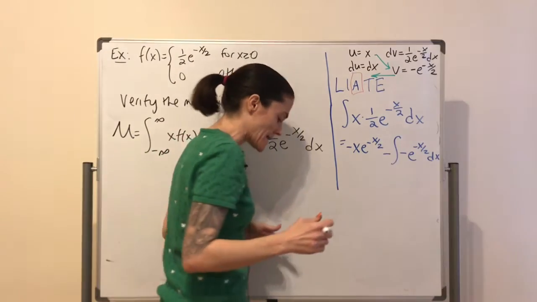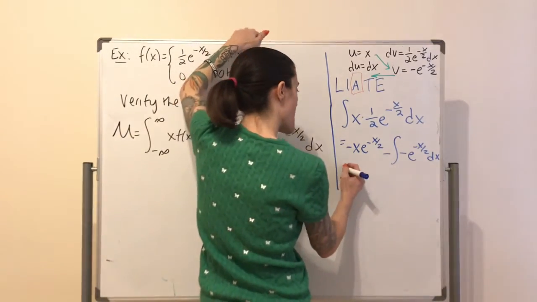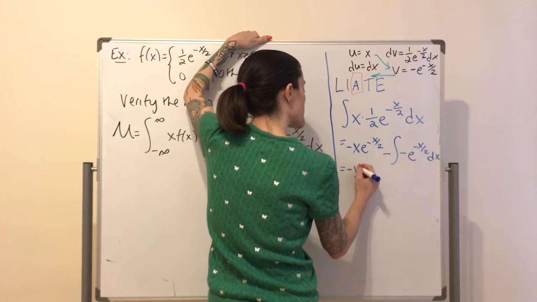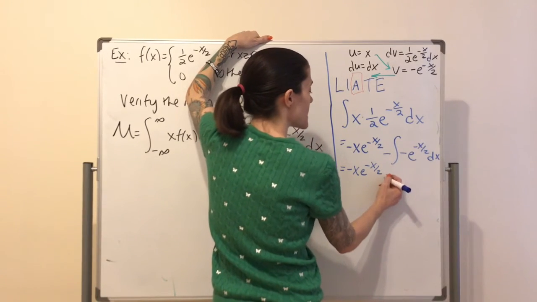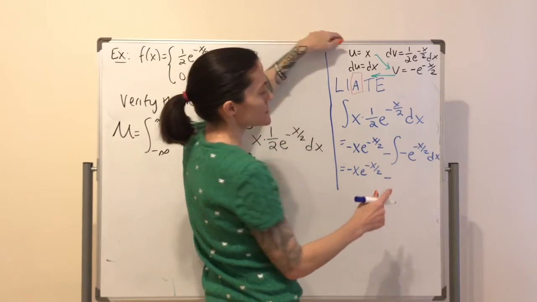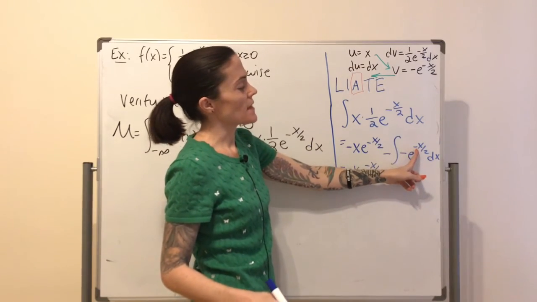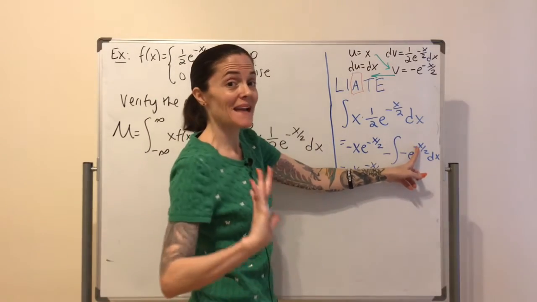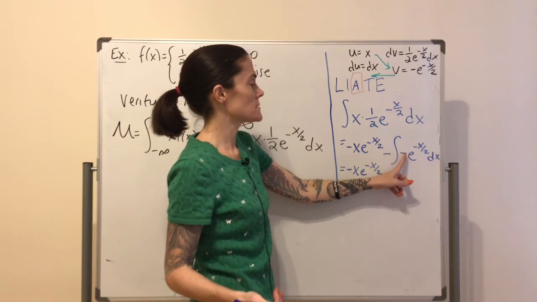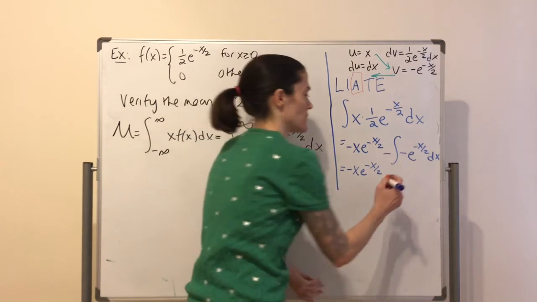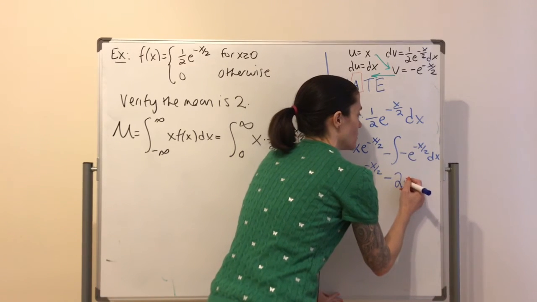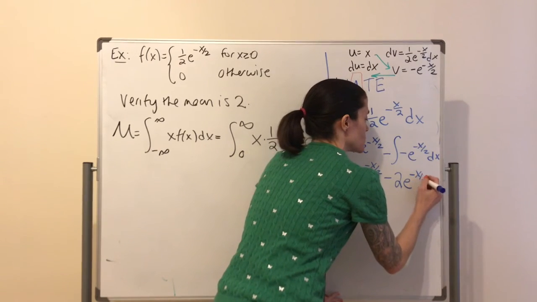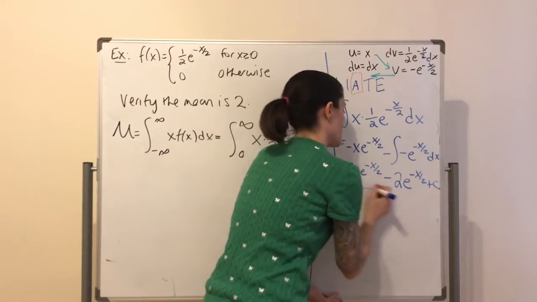Okay? And now, this is minus x e to the minus x over 2. And then I'm going to keep the minus because when I integrate this, I'm going to be multiplying by -2, which will make this positive. So then I will have a 2 e to the minus x over 2 plus c.